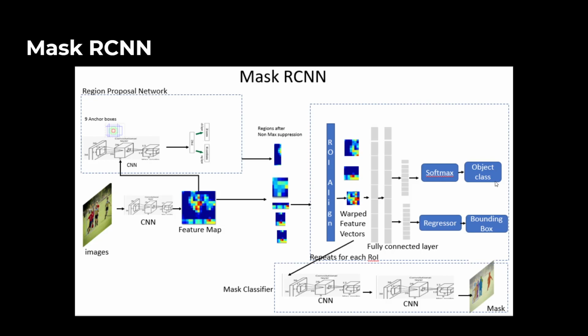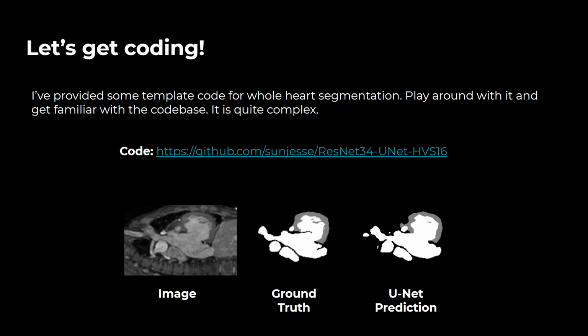We're outputting the bounding boxes, the corresponding label of the object inside each of the bounding boxes, and we're also labeling each of the pixels, right? And so that's Mask RCNN, and it came after all of the papers that we mentioned last week. So let's get coding. This week, I've brought some template code for whole heart segmentation on this data set called HVS16. You can play around with it and get familiar with the code base.